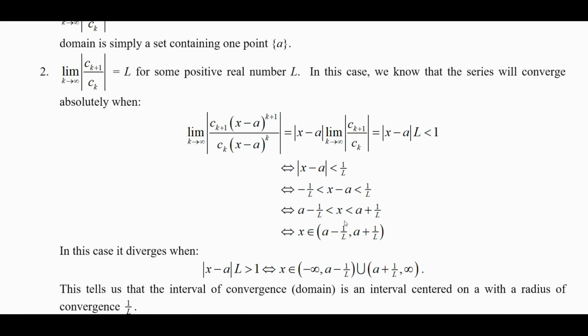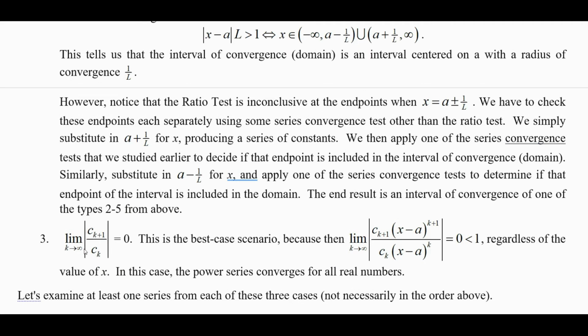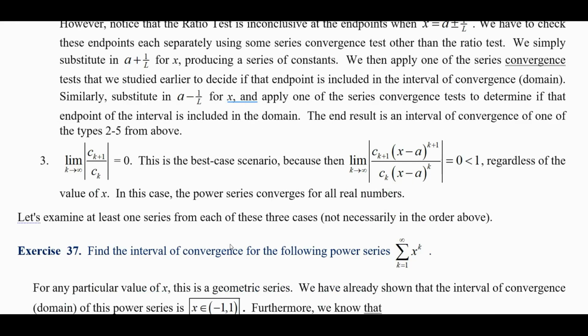Take whatever number you have here, plug it in for x. That gives you a series of constants, and you work out if it converges. Same way for the other end. So we're using all of our different convergence tests from before, like the comparison test, limit comparison test, integral test, not the ratio test because we used it here, but maybe the alternating series test and so forth. The other option is that this limit might turn out to be 0, and that's the best case. For one, you don't have to check the endpoints, and two, it converges for all real numbers. So let's look at some examples.